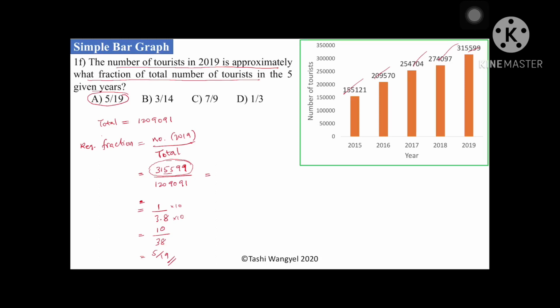The direct step is confusing. The required fraction in the calculator, in decimal, is 0.261. Then to 3 decimal places, compare with the options by converting to decimal: 5 by 19 gives 0.263; 3 by 14 gives 0.214; 7 by 9 gives 0.777; 1 by 3 gives 0.333. Comparing with the answer 0.261, the nearest is option A, 0.263. So the answer is option A.